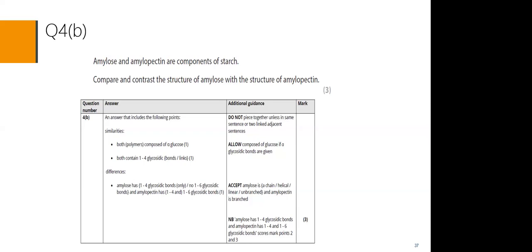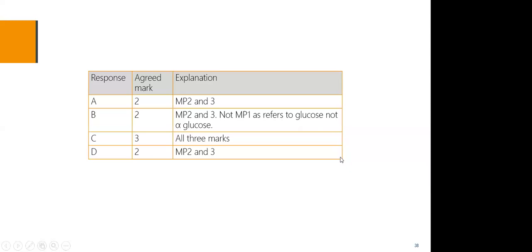Right, we'll have a look at the marks that were given for these. You have given quite a bit of variation here. So the first response gets 2 marks because it clearly expressed the similarities and differences in the bonding. So it got mark point 2 and mark point 3. But there's no reference to alpha glucose, so not mark point 1. And what the candidate has done is compared and contrasted the functions of the molecules, which is not what they're required to do and not answering the question.